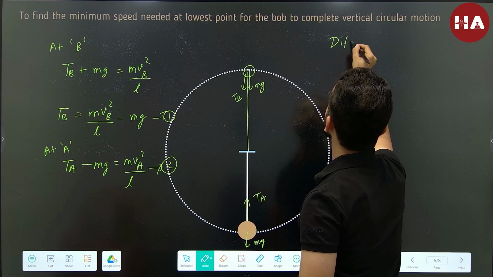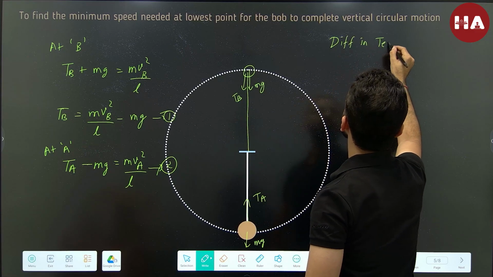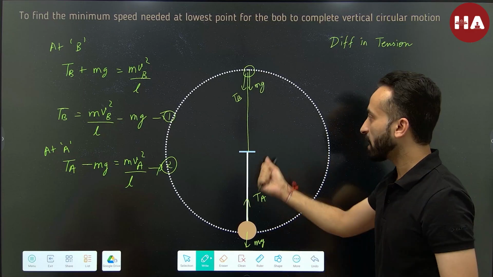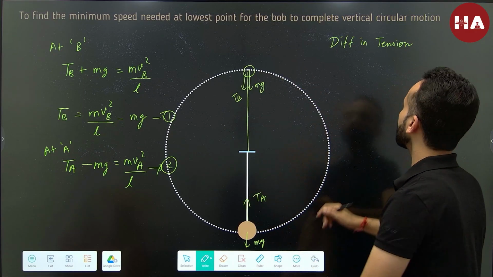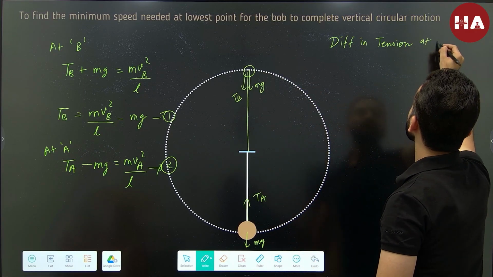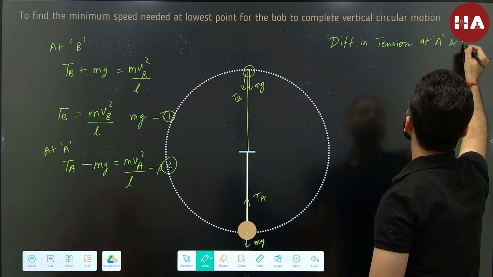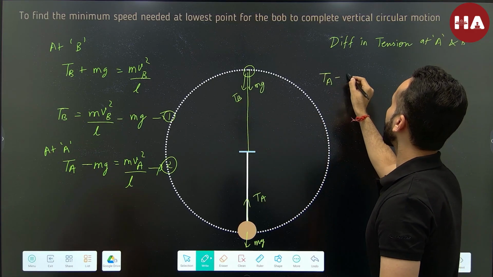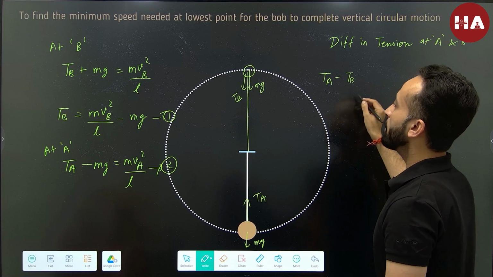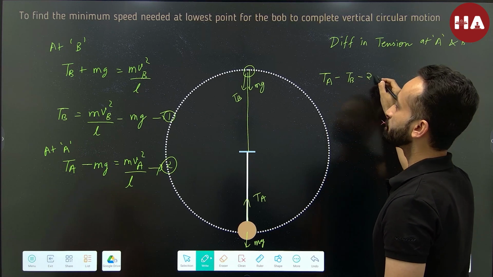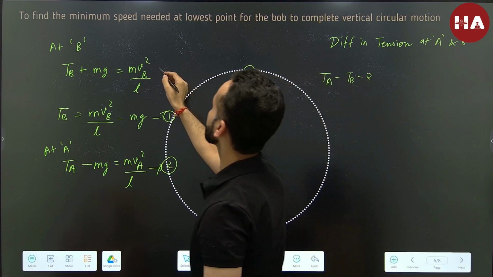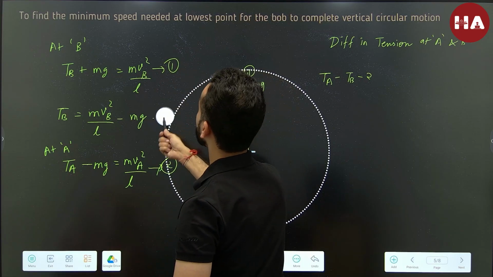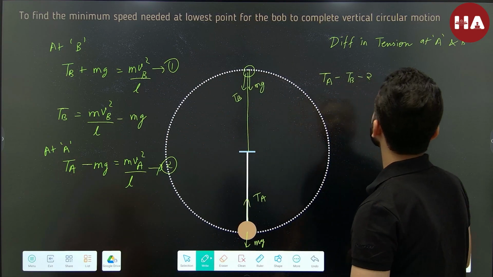What am I wanting to find out? The difference in tension, because this is also a very common question: tension is of course more at A and it is less at B. So the difference in tension at A and B. I'm going to subtract the two equations. Let's call this the first equation, so this will be much easier for you.